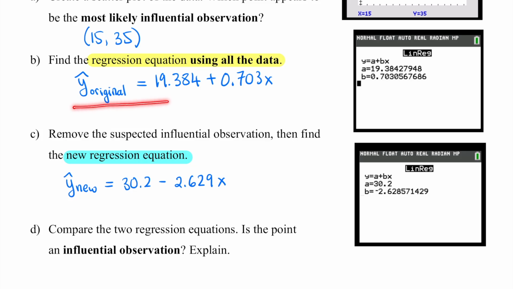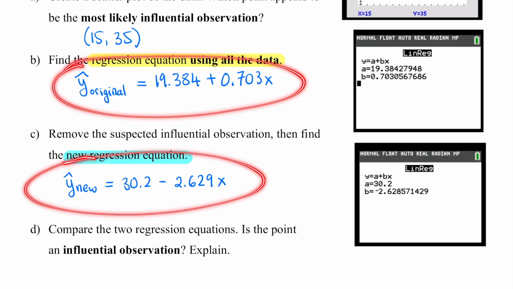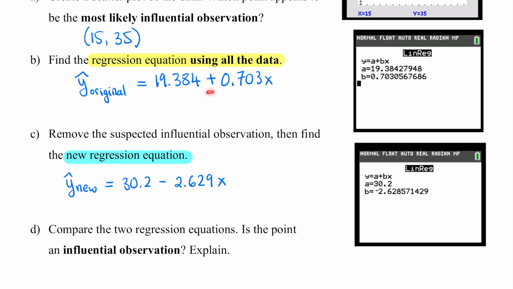This is the regression equation with all the data. This is the regression equation with the point 15, 35 removed. Now, let's compare the two equations. The slope of the original equation is positive 0.703. The slope of the new equation is negative 2.629. The y-intercept of the original equation is 19.384, and the y-intercept of the new equation is 30.2.